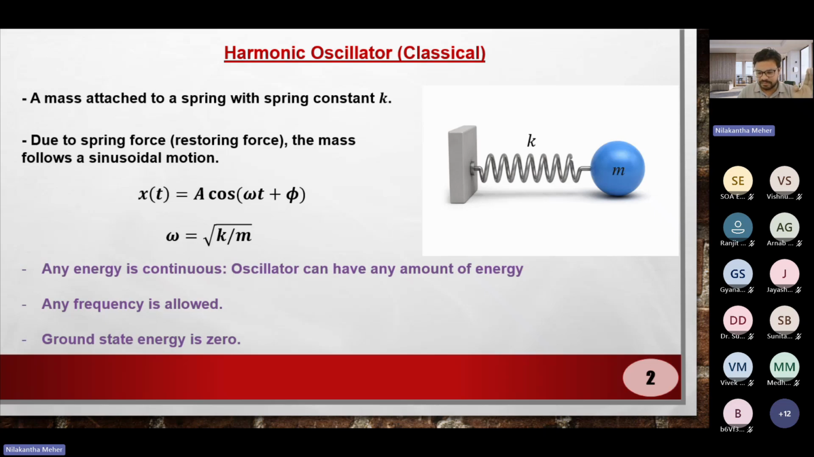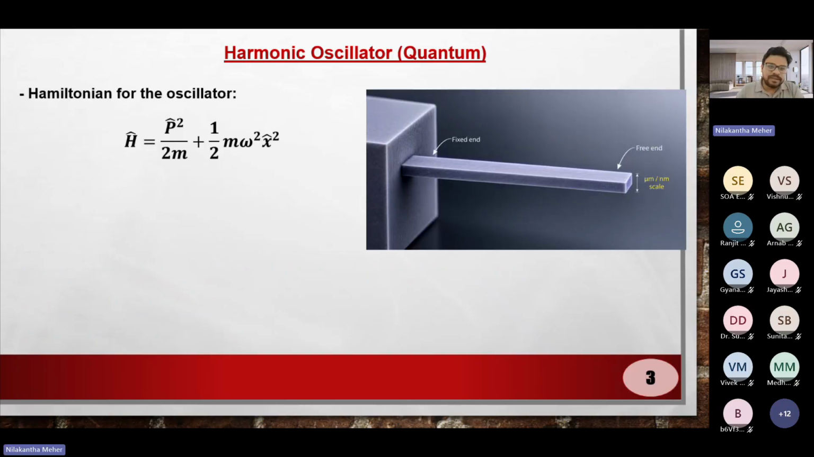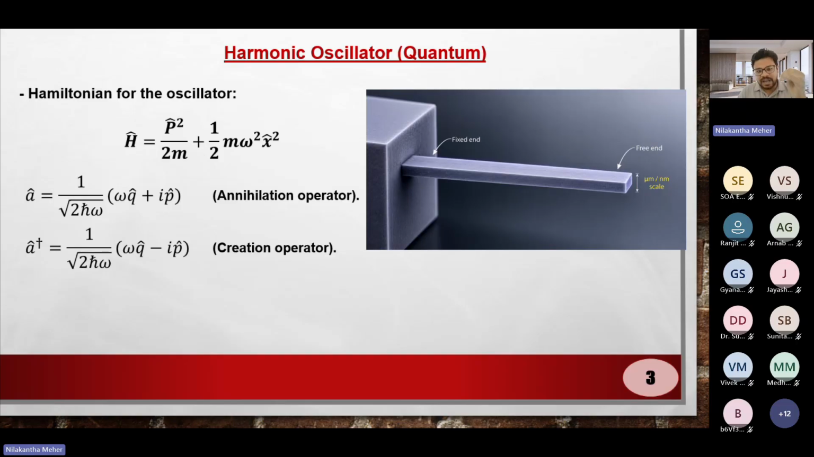Let us describe this oscillator at a small scale in quantum mechanics, and let us see how it changes. If you go to the quantum level, this is the Hamiltonian for the harmonic oscillator. What we have done here is that position and momentum, which were classical variables, are now replaced by operators P cap and X cap. To quantize this harmonic oscillator, we define two operators: one is the annihilation operator, another is the creation operator. I wrote Q here, but it should be X.